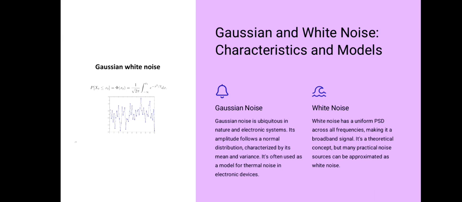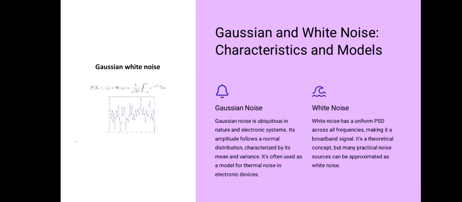Noise is an unwanted disturbance that affects signals during transmission and processing. It can degrade signal quality and make communication unreliable. Two important types of noise in communication systems are Gaussian noise and white noise.